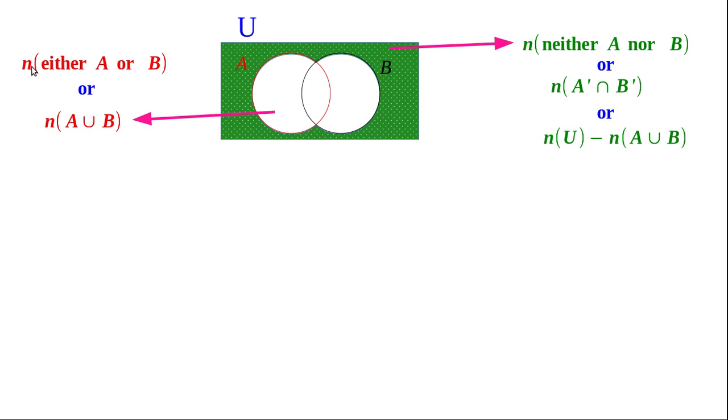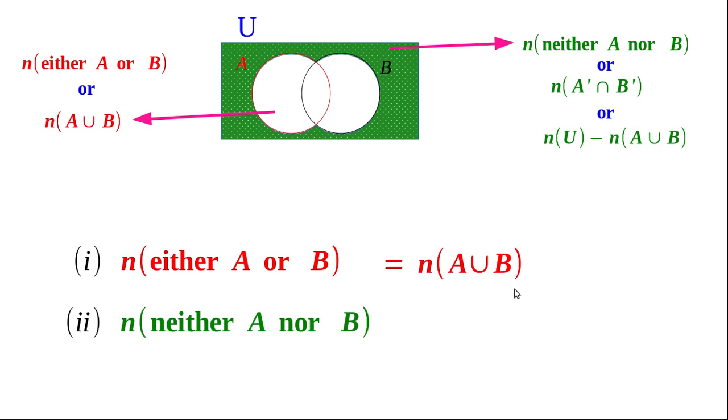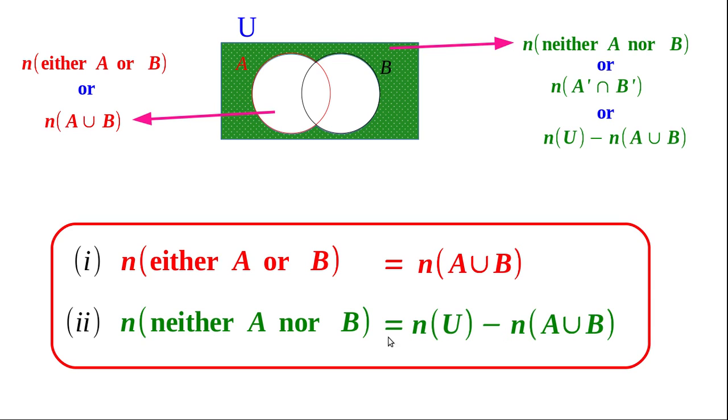In short, the number of either A or B is equal to the number of A union B. The number of neither A nor B is equal to the number of U minus the number of A union B. Write this beautifully in your notebook.